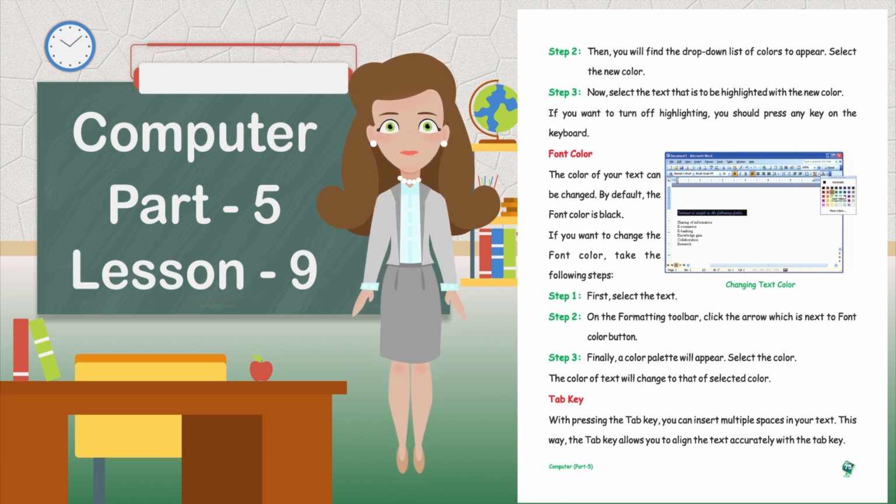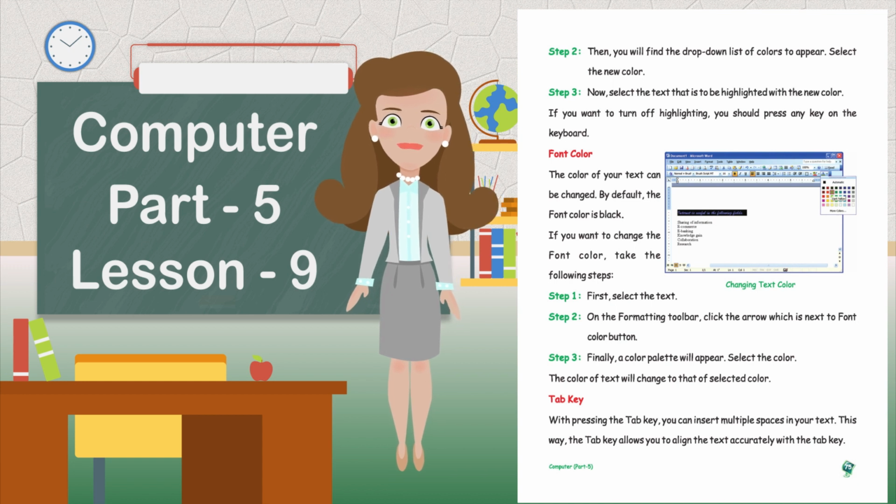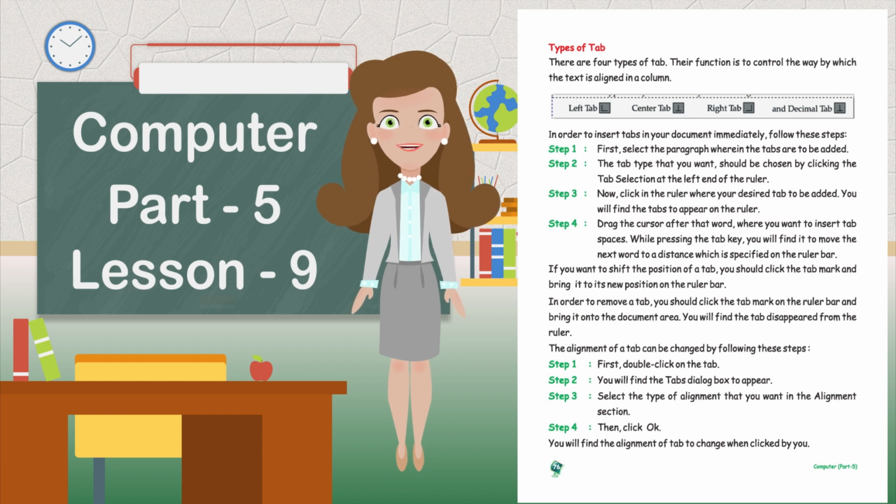Tab key. With pressing the tab key, you can insert multiple spaces in your text. This way, the tab key allows you to align the text accurately. Types of tab. There are 4 types of tab. Their function is to control the way by which the text is aligned in a column. Left tab, center tab, right tab, and decimal tab.